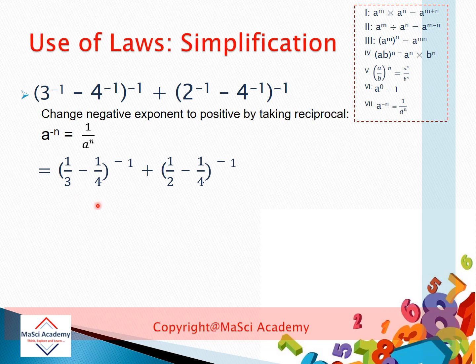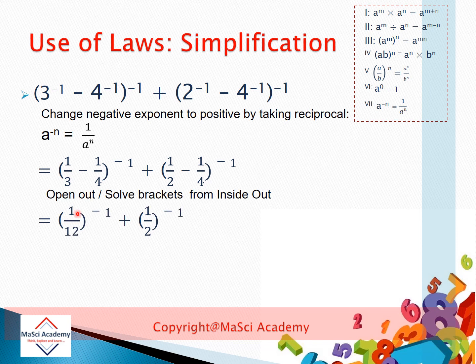1 upon 3 minus 1 upon 4 whole to the power minus 1, 1 upon 2 minus 1 upon 4 whole to the power minus 1. We have changed the negative exponents only from within the brackets because we are going to solve the brackets inside out. On subtracting 1 by 4 from 1 by 3, we get 1 by 12. Likewise, on subtracting 1 by 4 from 1 by 2, we get 1 by 2. Now we again have two numbers with negative exponents. So we take the reciprocal of both of them and the exponent becomes positive. So the numbers become 12 plus 2, giving us an answer of 14.